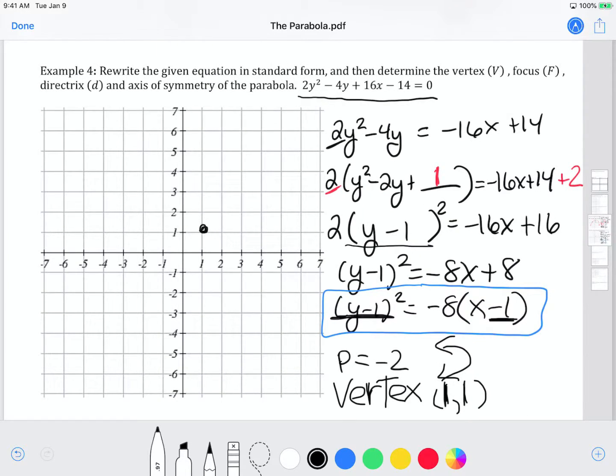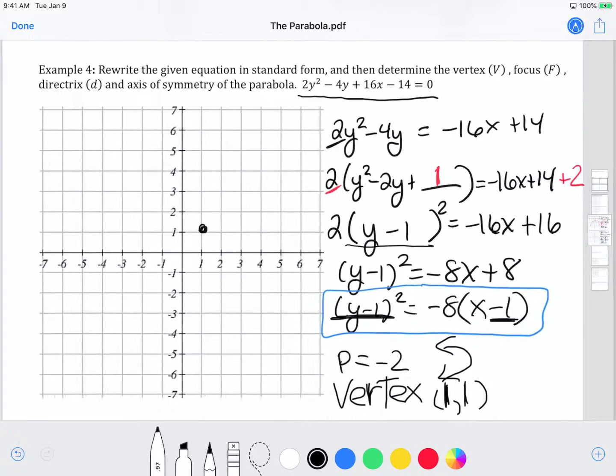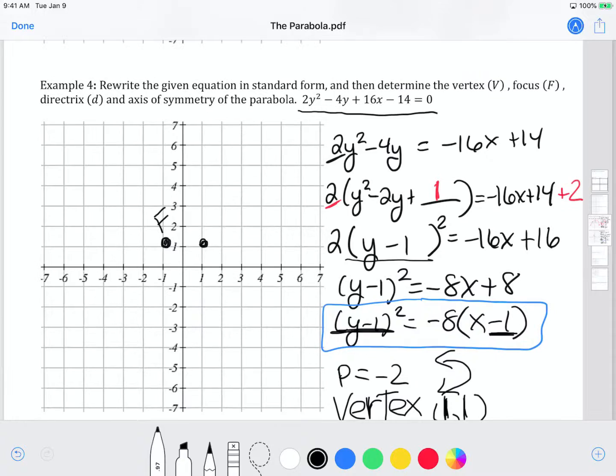We know it's going to open to the left. My value of p is 2, if I ignore the negative for a second, because when we deal with distance, we only deal with the positive. So since it opens to the left, my focus is going to be 2 to the left. And my directrix is going to be a vertical line now. Going to be the line x equals 3.